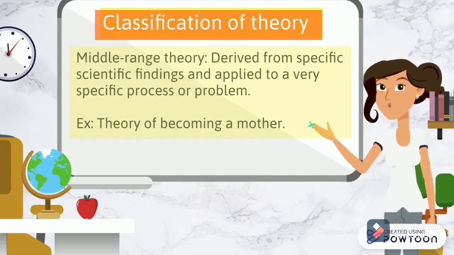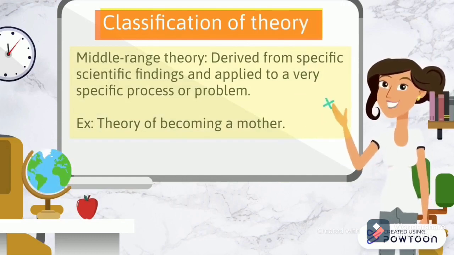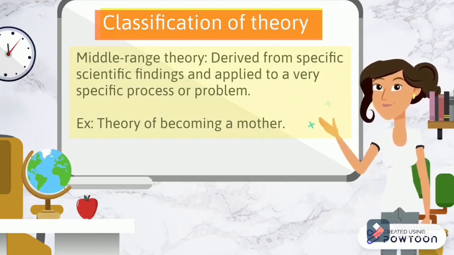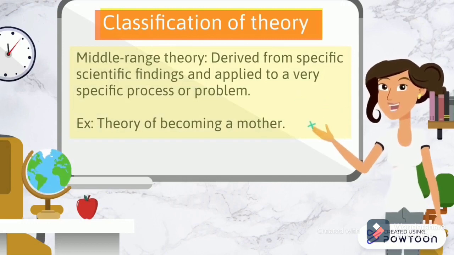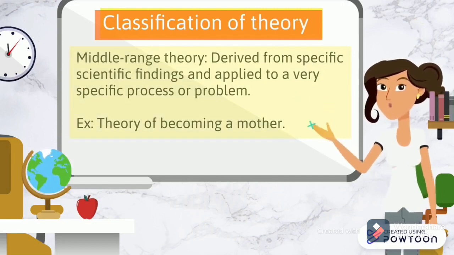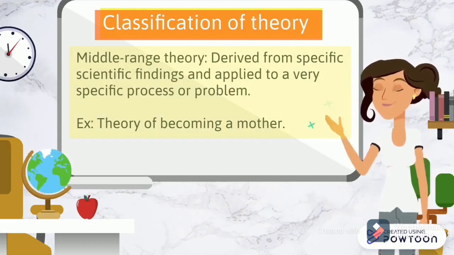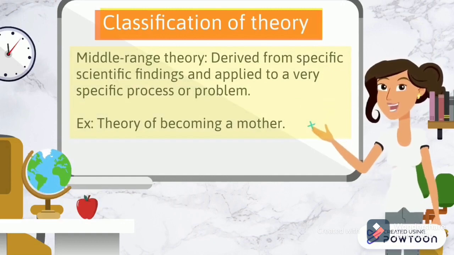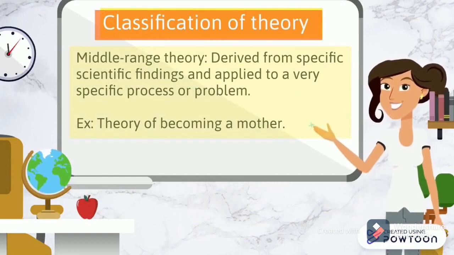For example, the theory of becoming a mother by Ramona Mercer. The scientific finding of this theory is that a woman establishes a motherly identity as she becomes a mother through her commitment. This motherly identity will be applied to the motherhood process.